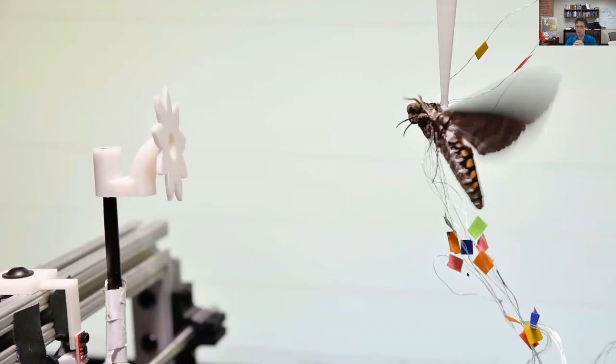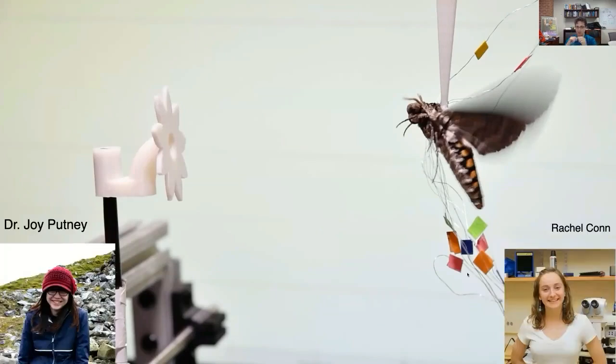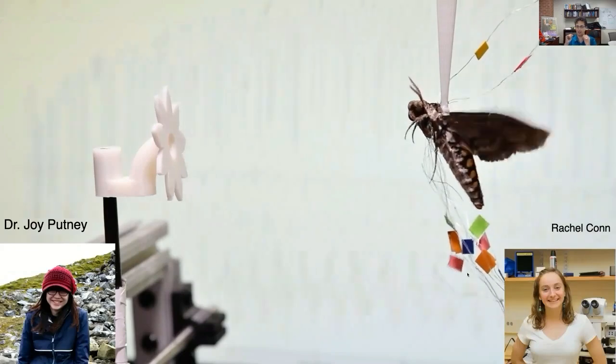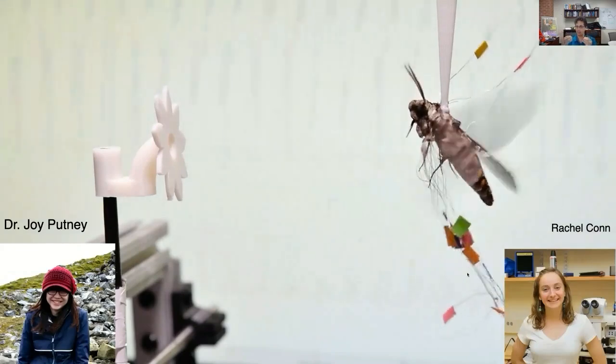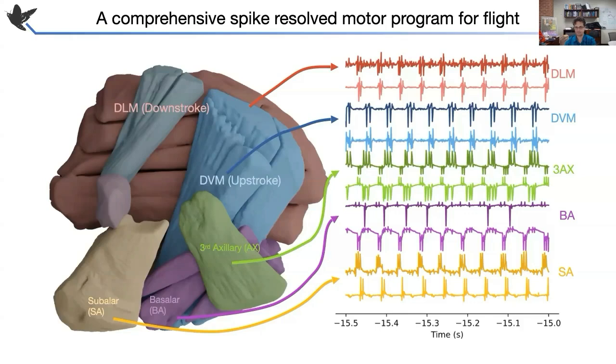We can do that by putting wires into the exoskeleton. Here, there's actually 21 wires implanted into this moth, done by Rachel and Joy in the lab. And as the animal flaps now on a tether, we can record the activation of all of these muscles. And so when we look at this, we have a bunch of different muscles and we can record the electrical activity.